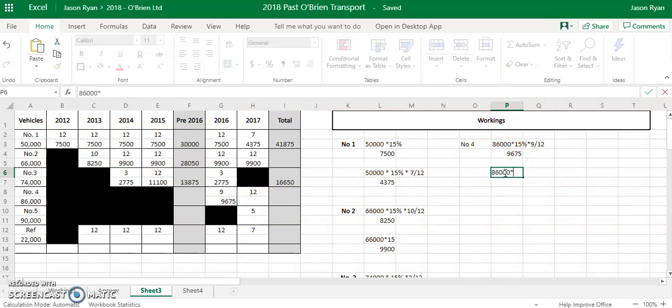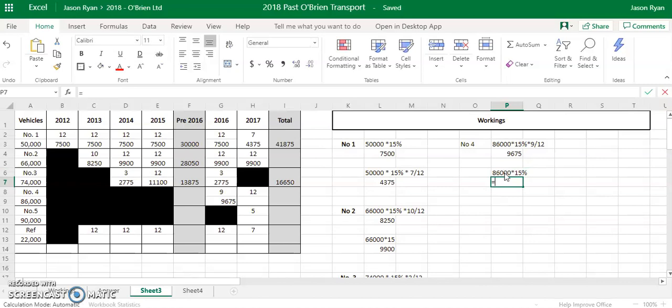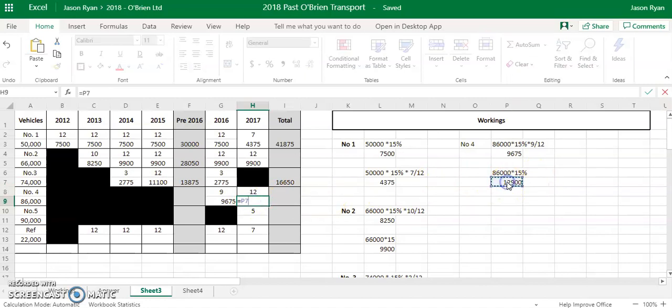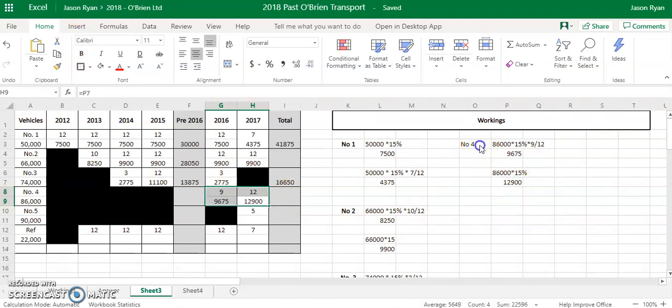So 86,000 multiplied by 15%. You get 12,900. Okay, we also have to do vehicle number 5.